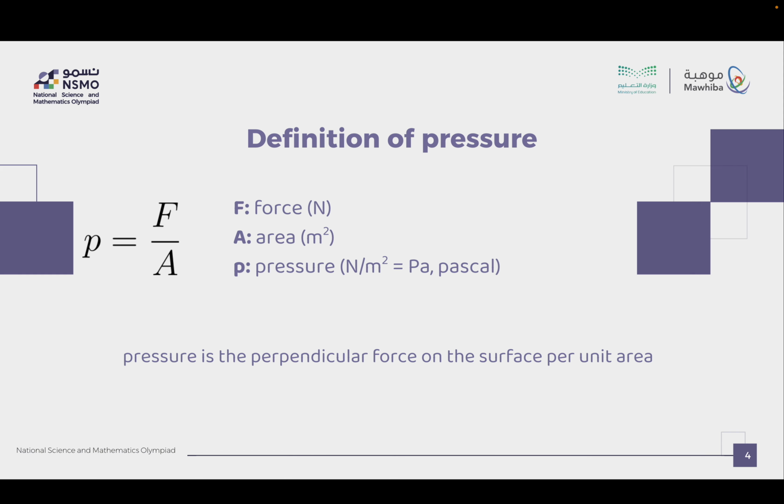We can define pressure more precisely as the perpendicular force on the surface per unit area. To express it with a formula, P equals F over A. Here, F is the force in newtons, A is the area in square meters, and P is the pressure in Newton per square meter, which we call Pascal and denote with Pa.